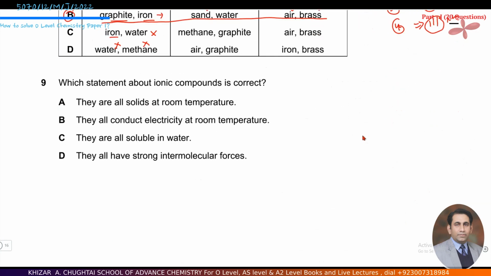Which statement about ionic compounds is correct? They all are solid at room temperature. Yes, that is true. All ionic compounds are solid at room temperature. However, I'm going to check the rest of the options. They all conduct electricity at room temperature? No. They are soluble in water? They are not all soluble in water; some ionic compounds are water soluble. They have strong intermolecular forces? No, there is no sort of intermolecular force in an ionic compound, because their structure is a giant ionic structure. So it is confirmed that A is the correct option.